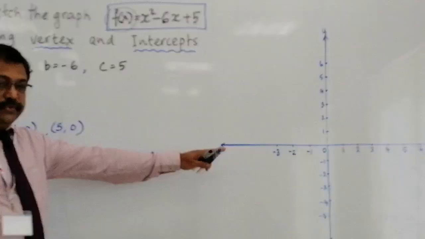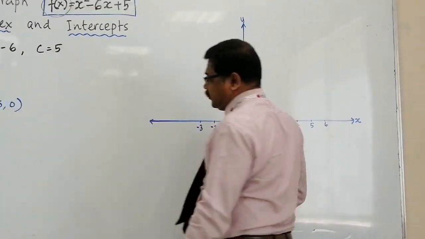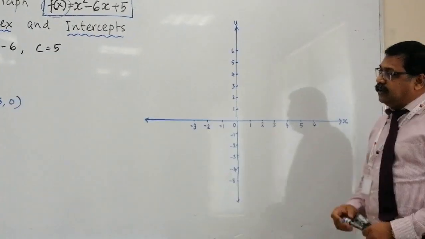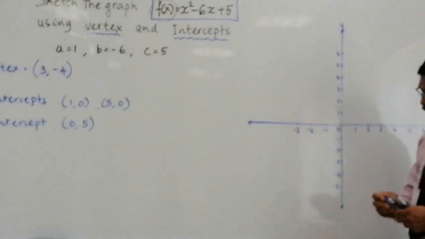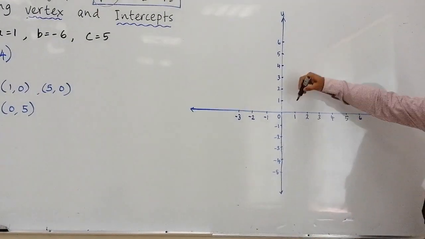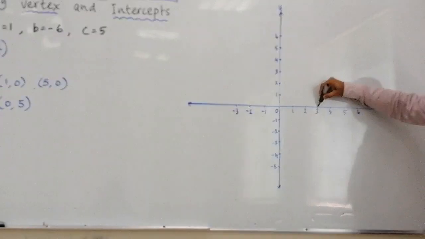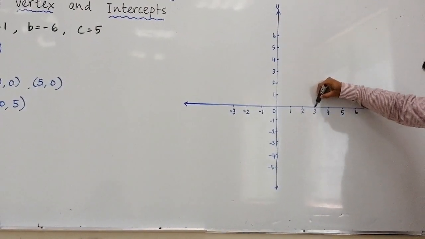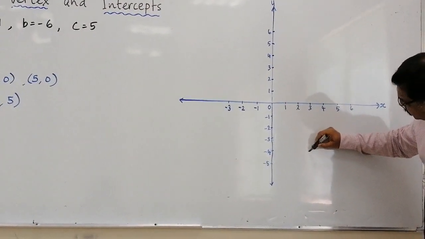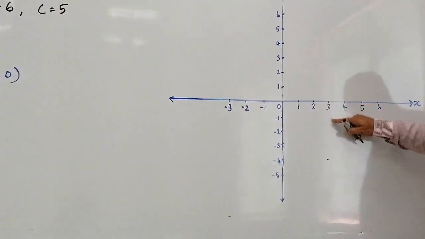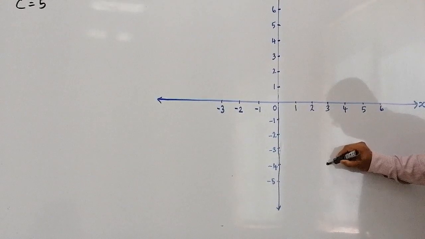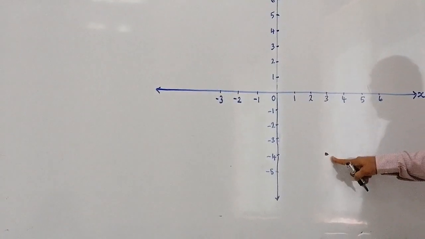Now I'm going to sketch the graph over here. Let's start with the vertex. You know, the vertex is (3, -4). Where is (3, -4)? That means 3 on the x-axis and goes down by 4 units. So (3, -4) is here. This is (3, -4). So this is the vertex.